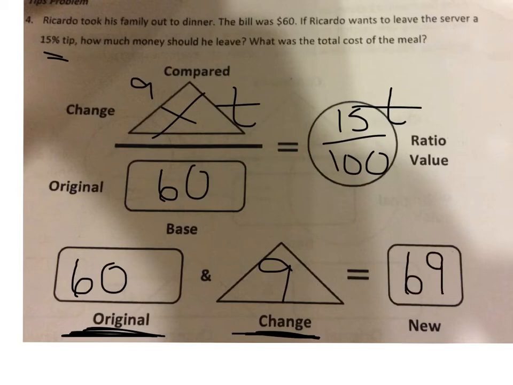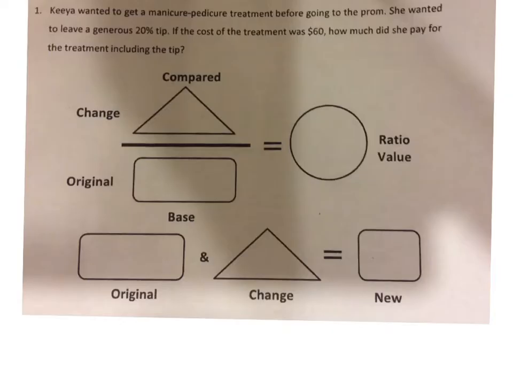$69. So let's make sure we answer the question. The question says if he wants to leave the server 15% tip, how much money should he leave? That would be $9, so we leave that on the table. The total cost of his meal now becomes $69.